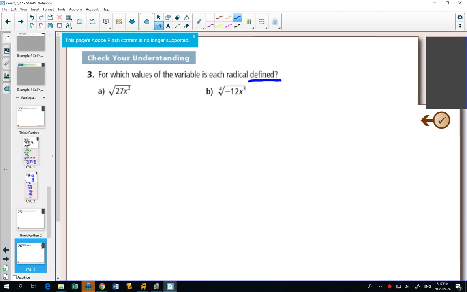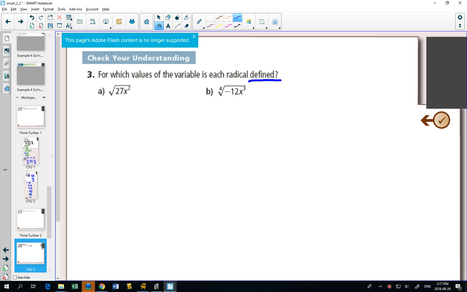Example 3 introduces some interesting wording, and that's the key thing we have to pay attention to in this question. The question says, for which values of the variable is each radical defined? So this language starts to come up now in grade 11 and in grade 12. They're basically asking, where is it possible? What domain or what x values make it possible?